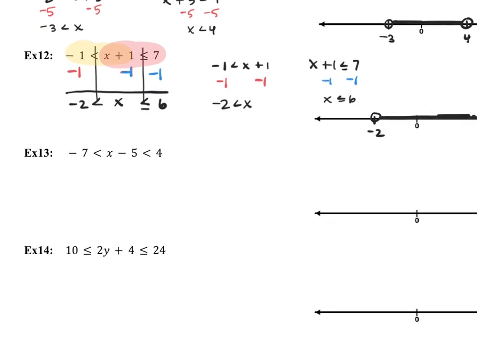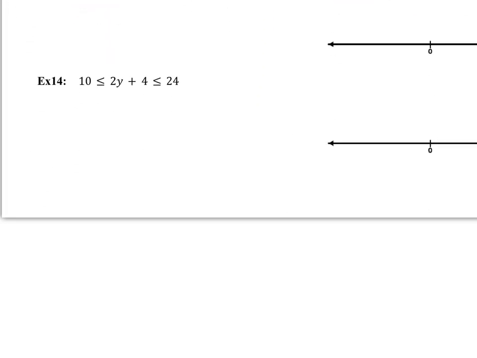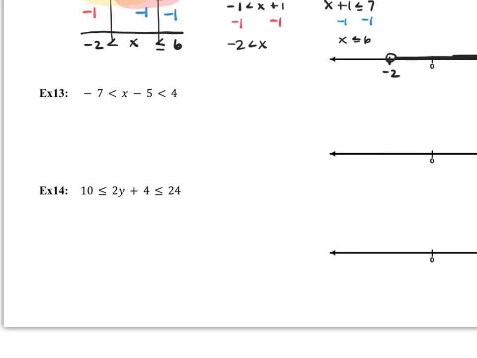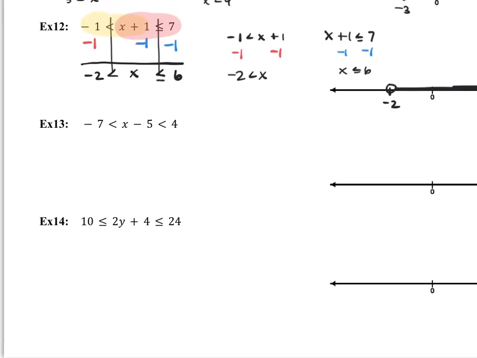Let's do one more, and then I want you to try 13 and 14 on your own. You can do either of the two ways. You can solve it as one big one, just make sure you're doing it on both sides of each line, or you can separate it into two. So pause the video for examples 13 and 14, press play when you're ready to check your answers.